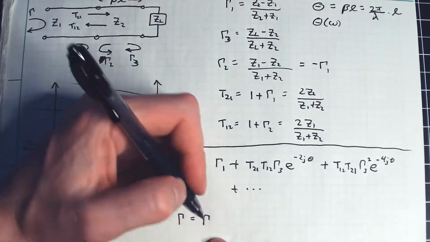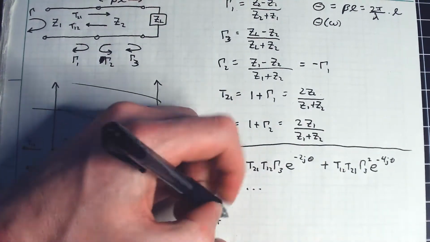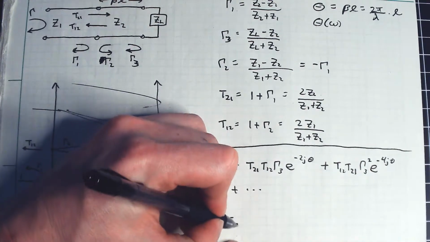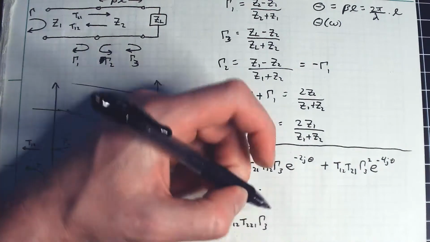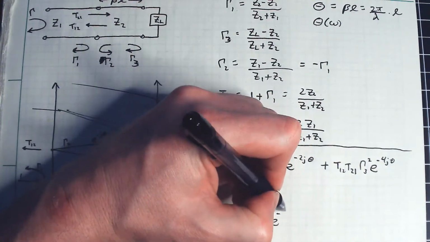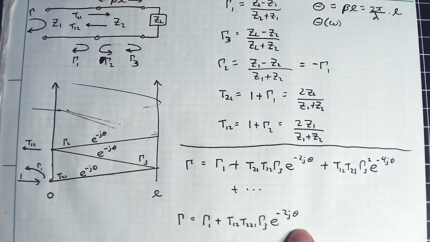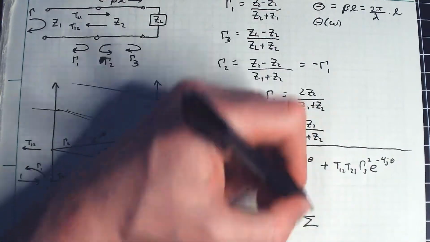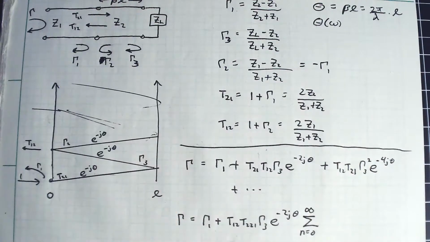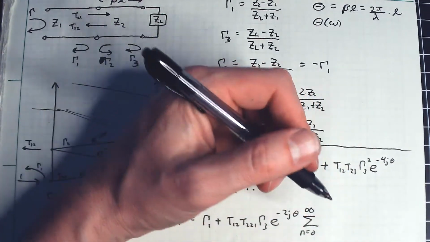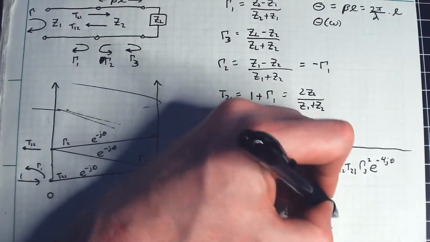So gamma 1 plus, and you factor out a few terms. You get T12, T21, gamma 3, e to the minus 2j theta. And then you get your infinite series out here. This summation from n equals 0 out to infinity. And you get a gamma 2 to the n.